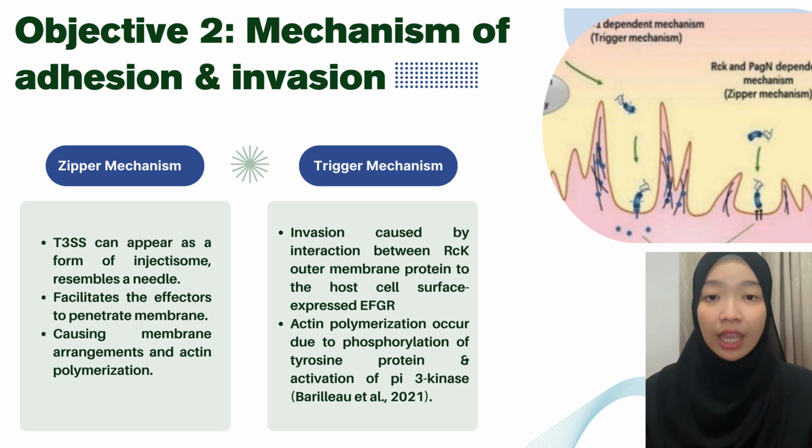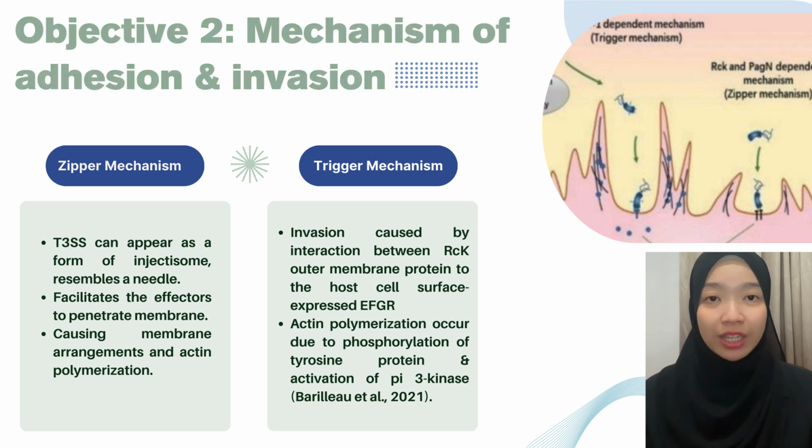The difference in action happens in the trigger mechanism, where the invasion is caused by interaction between the RCK outer membrane protein and the EGFR expressed on the host cell surface. Then actin polymerization will occur due to phosphorylation of tyrosine protein and activation of PI3 kinase.